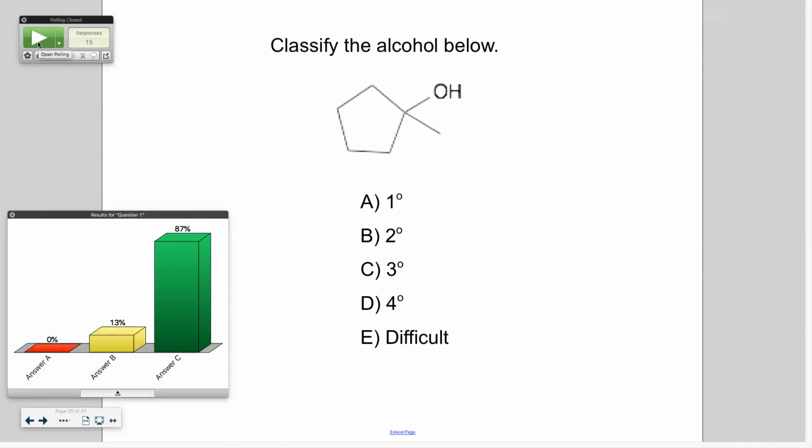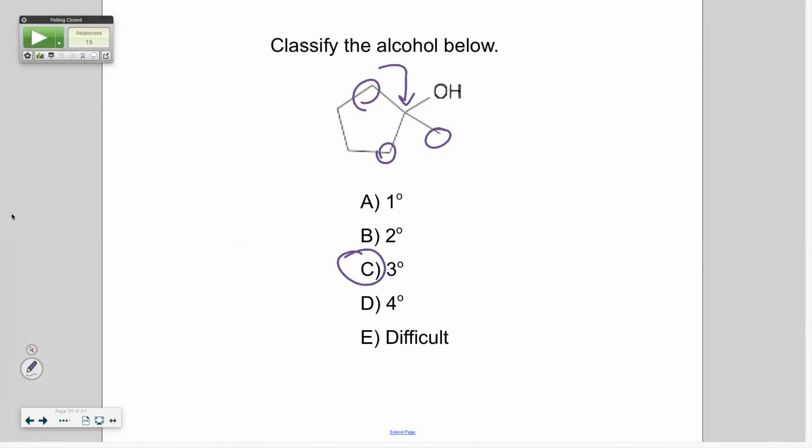All right, so we're going to look at this carbon right here. How many carbons are directly attached to it? So it doesn't matter that these guys are holding hands back there. Okay, that doesn't matter. Okay?